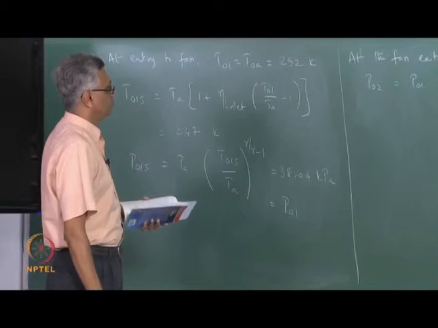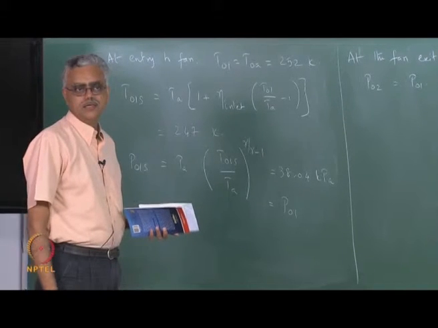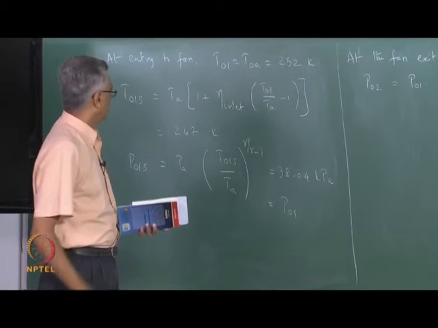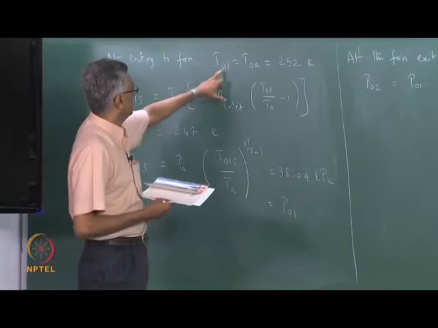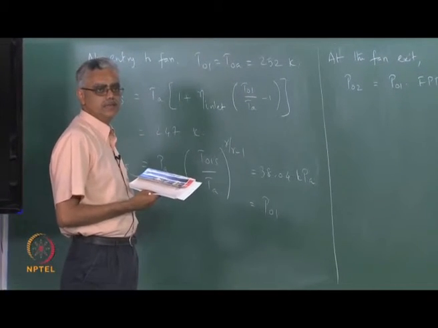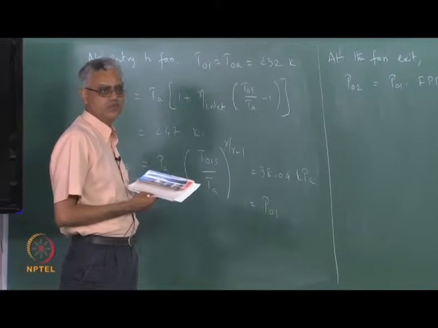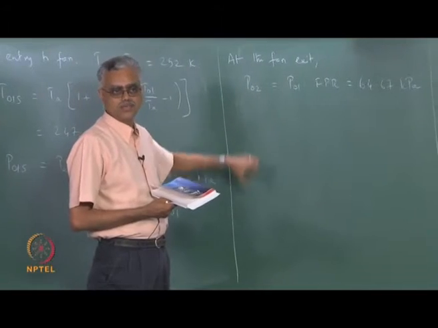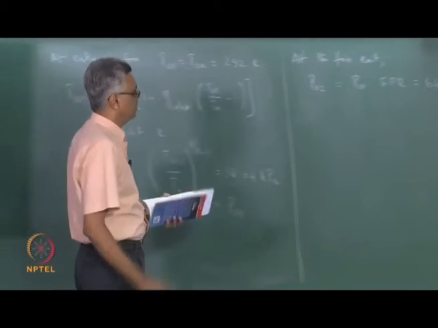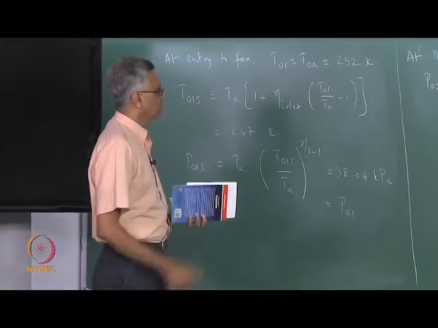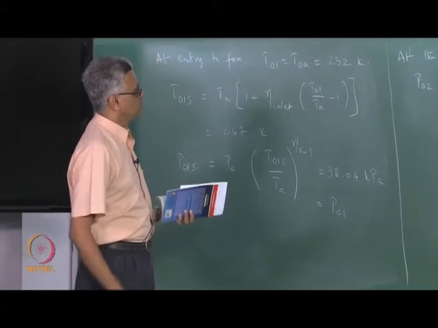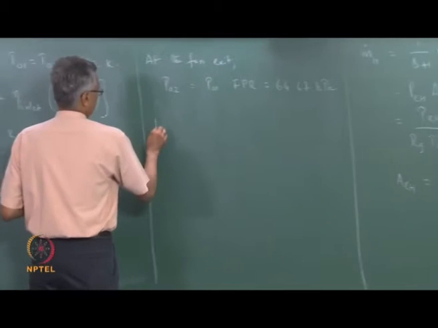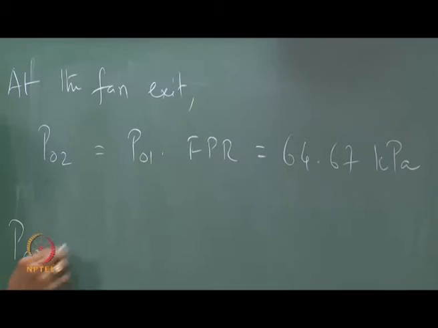So I have P02 now, I have to calculate T02, right. Earlier I had the stagnation temperature and I needed to calculate the corresponding stagnation pressure. Now I have the stagnation pressure and I need to calculate the corresponding stagnation temperature, right, which is what we are going to do next. So remember, P02S is equal to P02. So I use that fact and do the following.